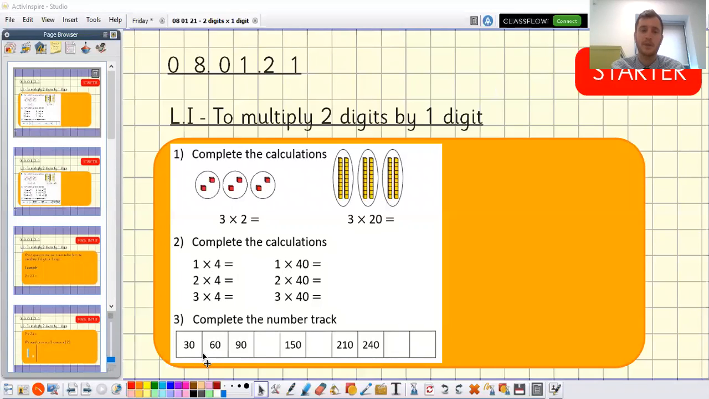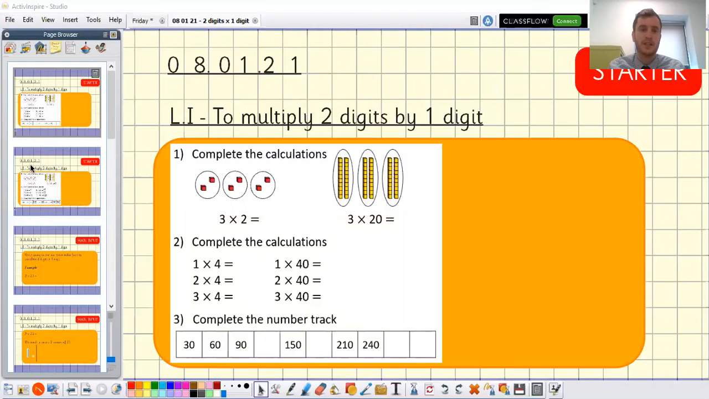And then lastly, you have a number track to complete. It goes 30, 60, 90, blank, 150, blank, 210, 240, blank, blank. Ooh, I think you're going to have to work out what it's increasing by each time, first of all, before you think about what those blanks are. So have a think about those. If you want some extra time, pause the video now and we'll go through them in just a moment's time.